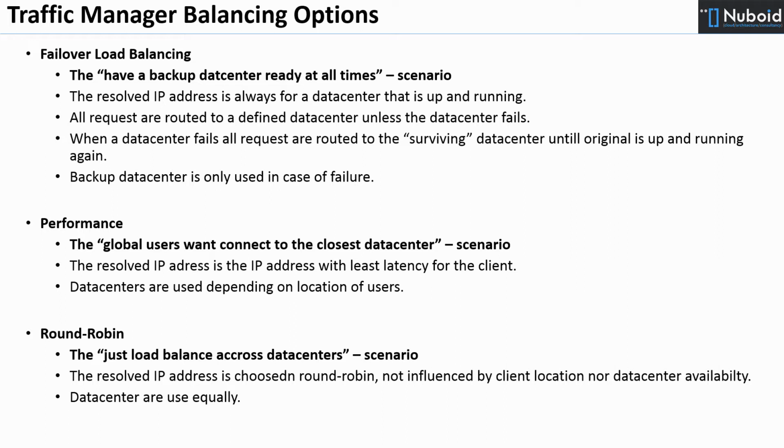And that's also the case in the round-robin mechanism. Your request can go to another data center, and the second request can go to yet another data center. That's the basic idea about Azure Traffic Manager.